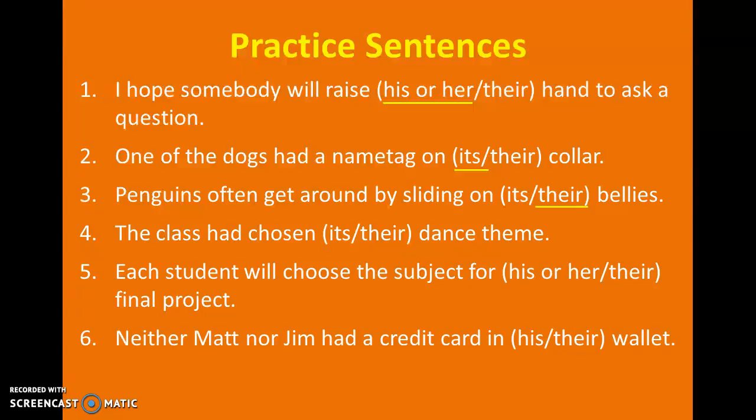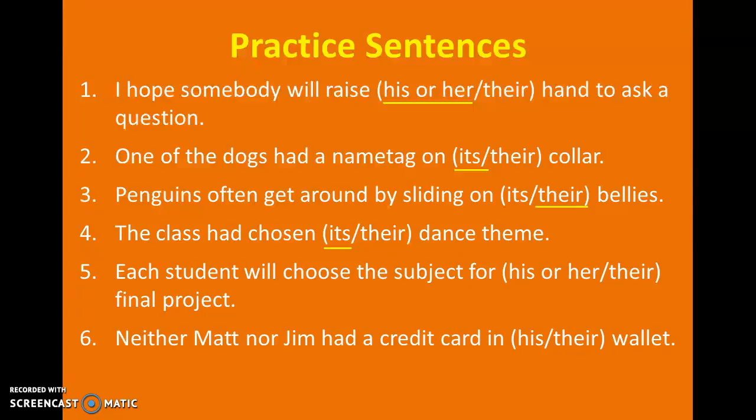Now, this is one of those collective nouns being used as an antecedent, which is class. And because the class in this situation is acting as one group, you would use the singular pronoun of its, because they're all acting as one.